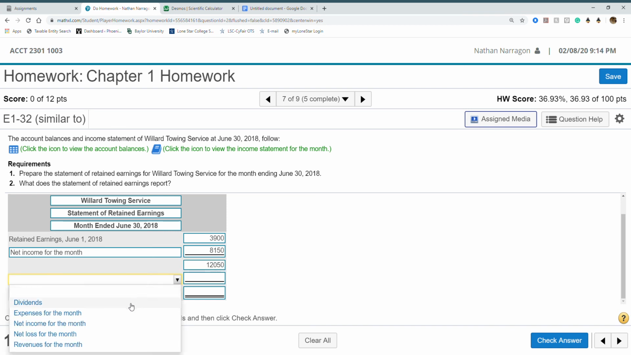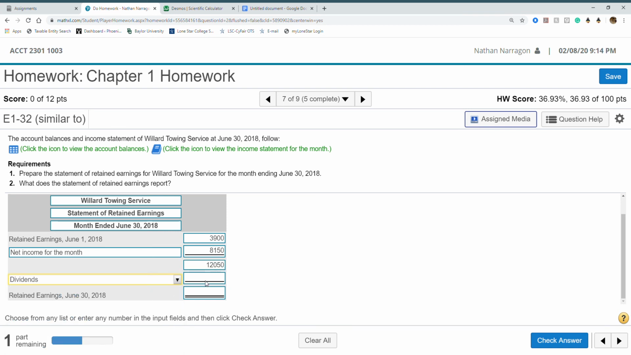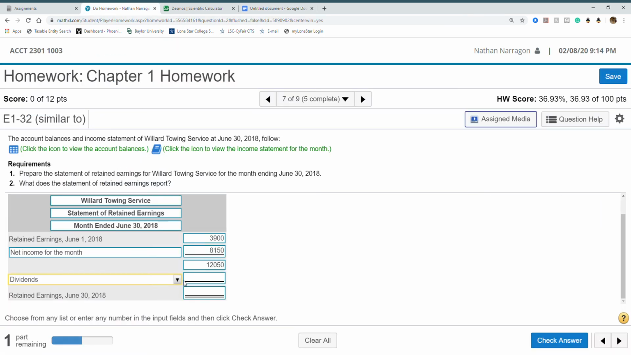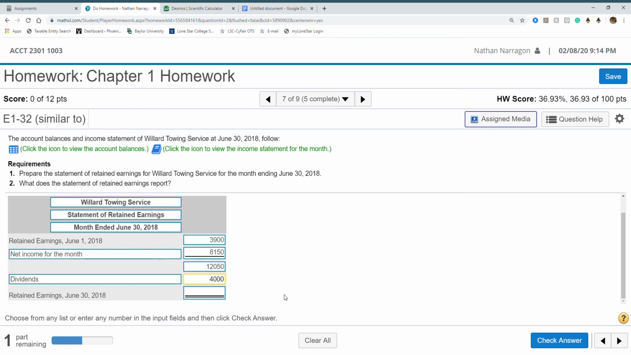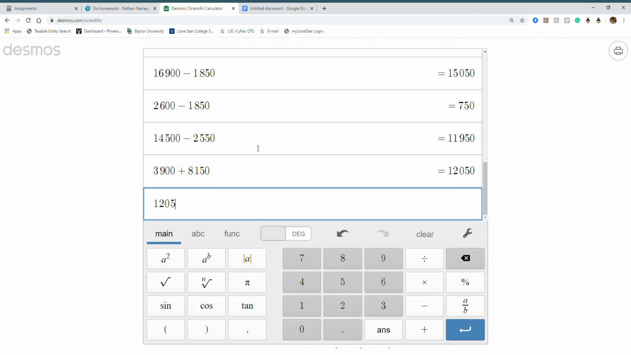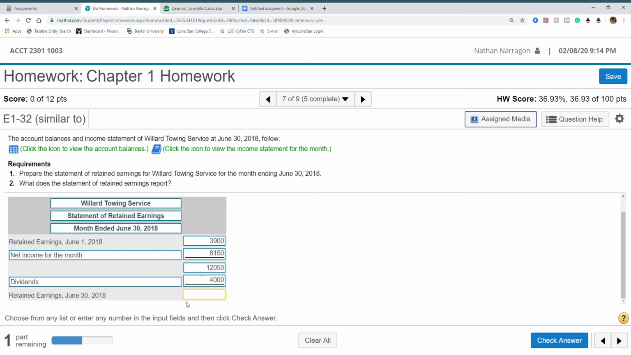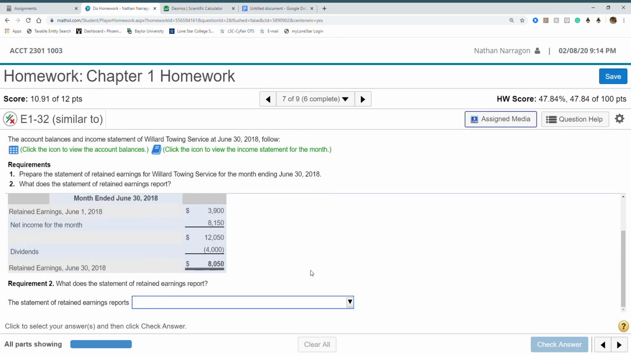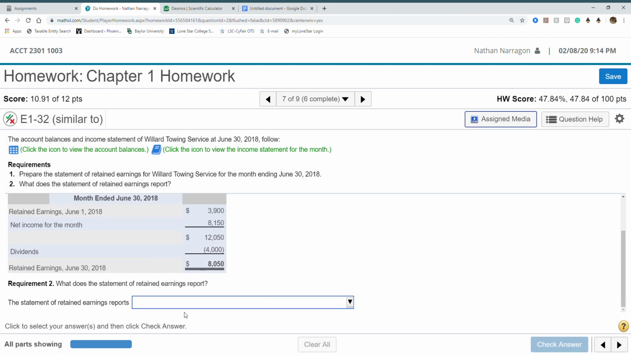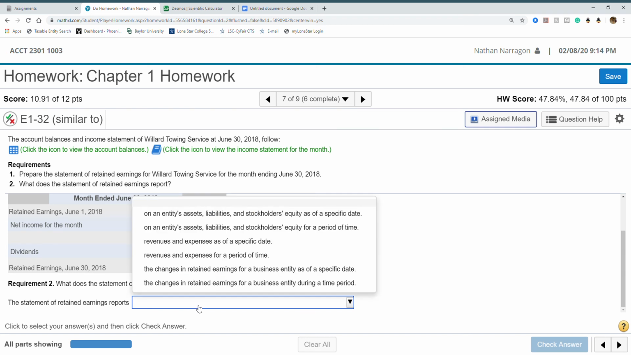Okay, and then next we always subtract out the dividends, which we can find here. Happens to be 4,000. Okay, and of course the difference is 8,050. Okay, check. Everything's good. Again, watch out for the headers. Make sure you always add net income and subtract dividends. And again, see what you do for the report.